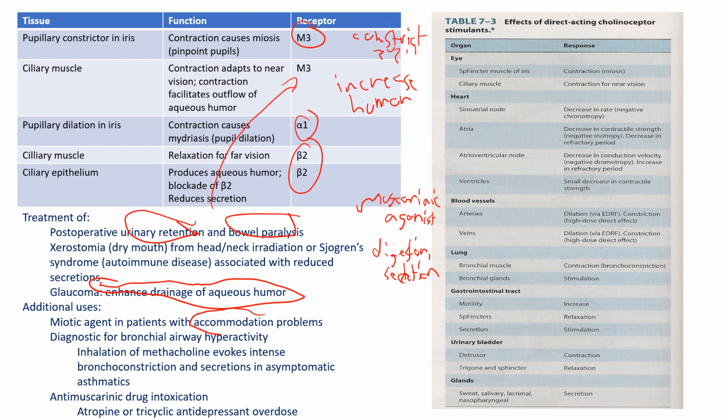Accommodation, this is something with the eye and the distance you can see. You could technically also use an alpha agonist for accommodation, depending on what the patient needed, but these can be used for that. They can also be used to treat intoxication of antimuscarinic drugs. And you'd use a direct agonist like atropine for that.